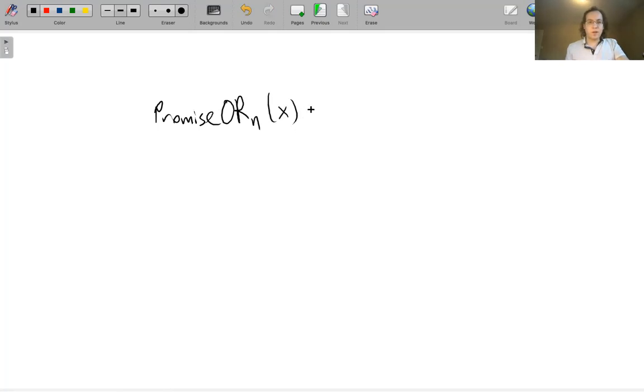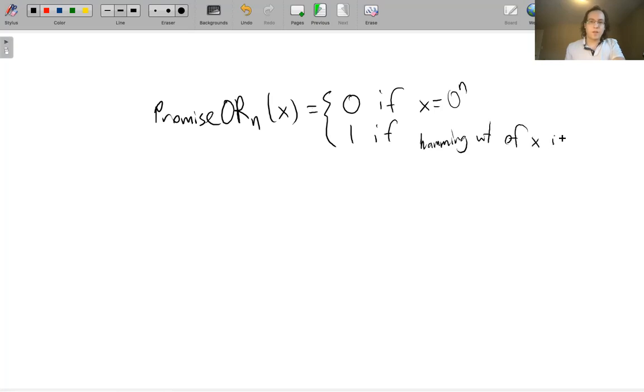So this is a function that is 0 if x is the all 0 string, and 1 if the Hamming weight of x is 1, and it's star otherwise. So basically, we promise that the Hamming weight will either be 0 or 1. Okay, so it will never be something else. So this is the PromiseOR function on n bits.